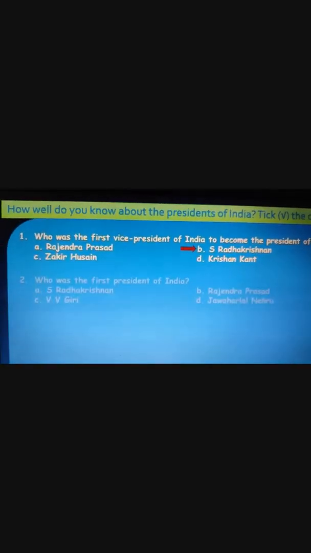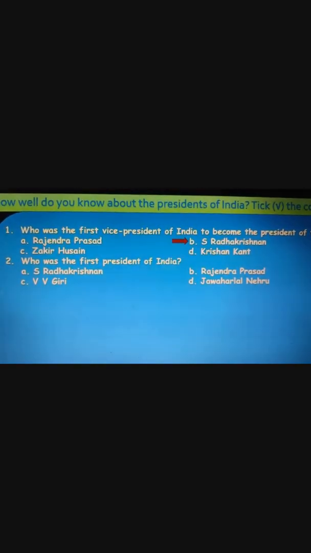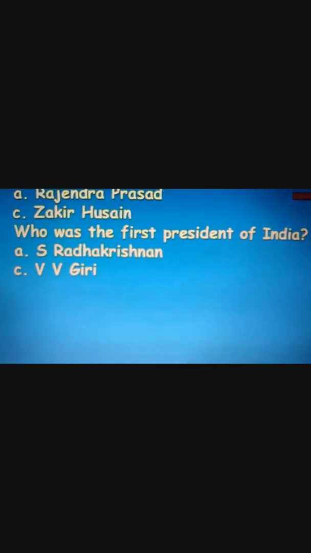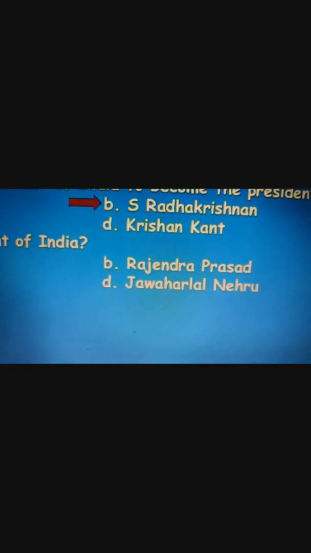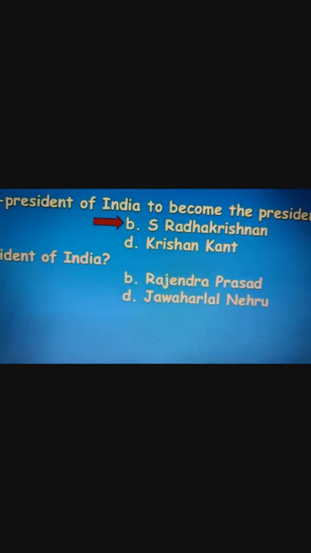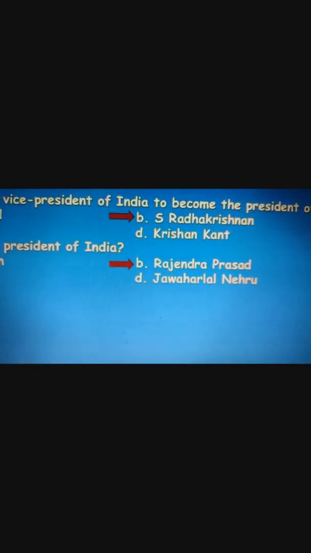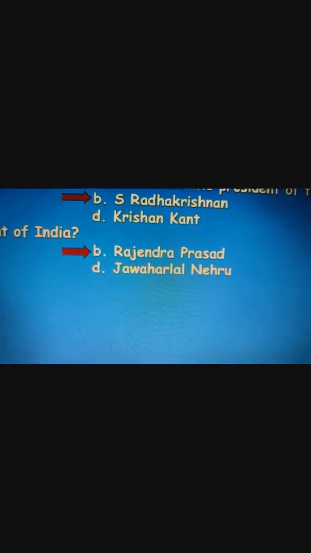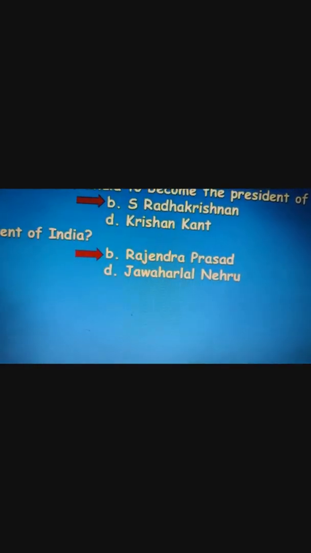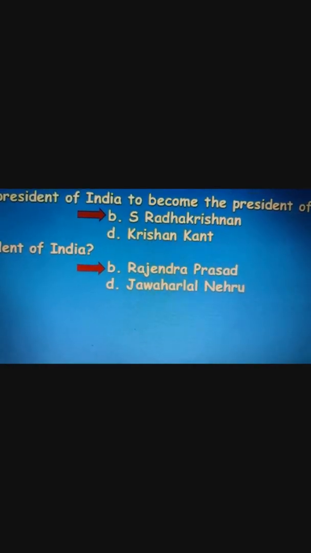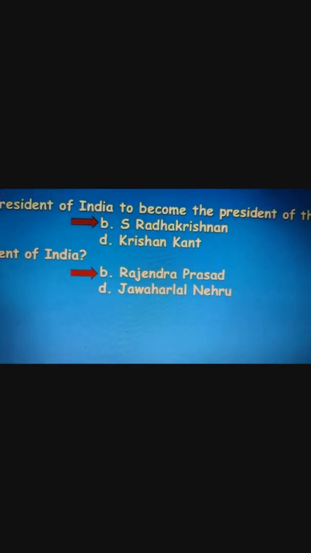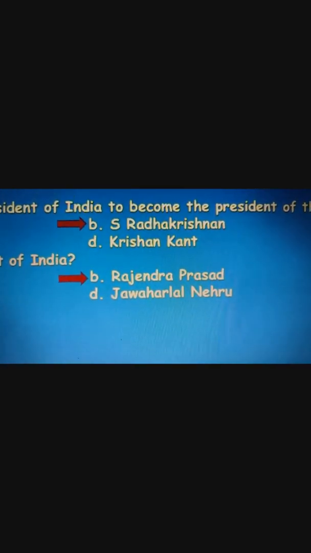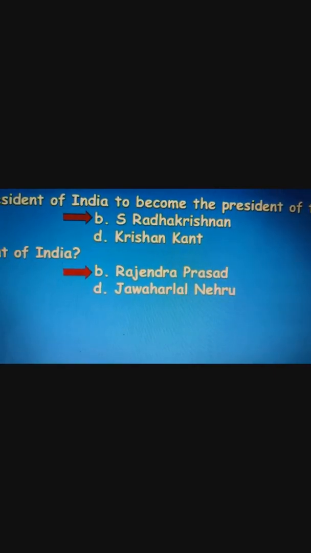Next, second question. Who was the first president of India? S. Radhakrishnan, Rajendra Prasad, V.V. Giri, or Jawaharlal Nehru? Yes, Rajendra Prasad. So he was the first president of India, and his tenure period was January 1950 to May 1962. He was the president for 12 years. Okay, he was the first president who was there for 12 years.